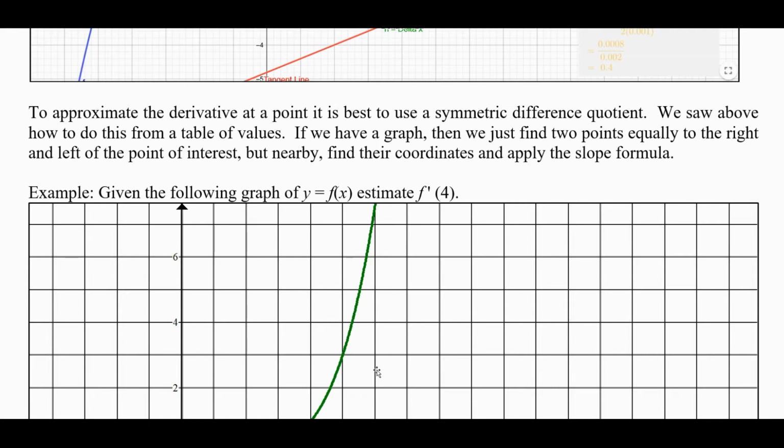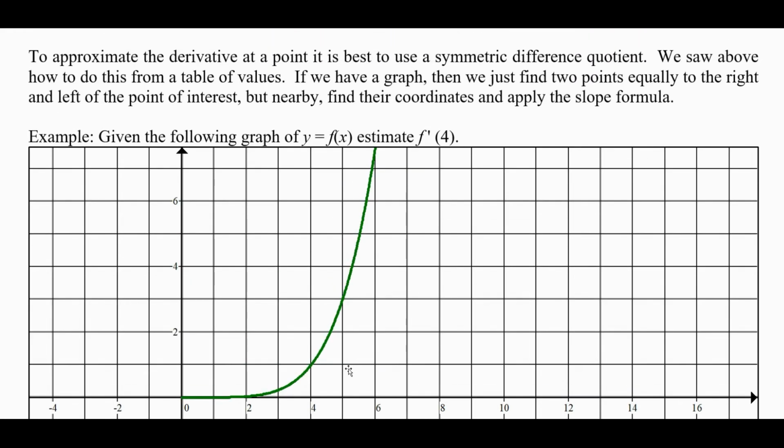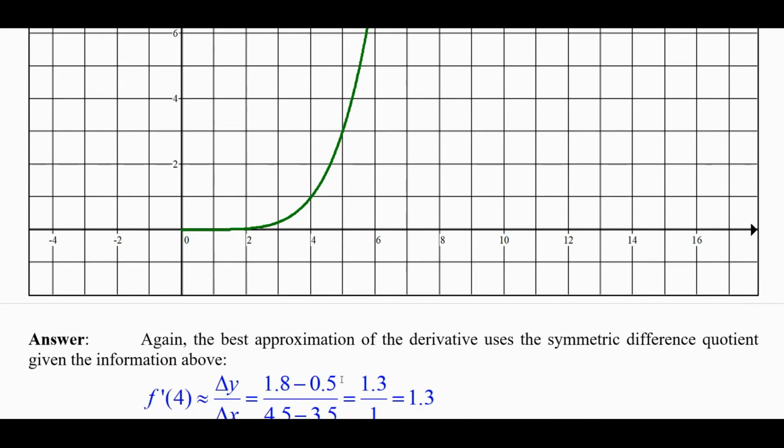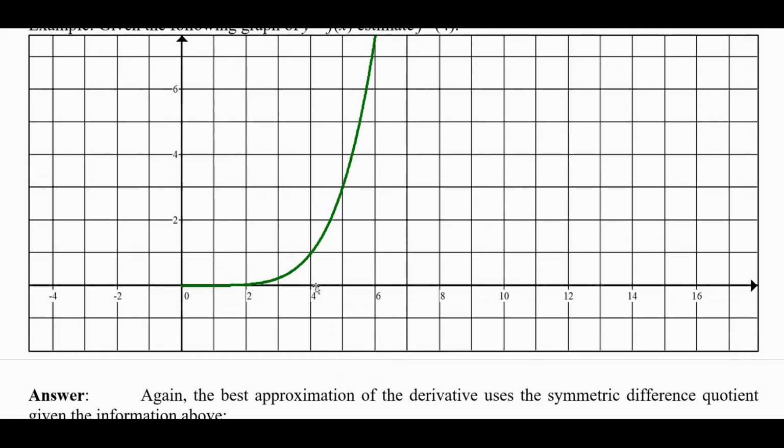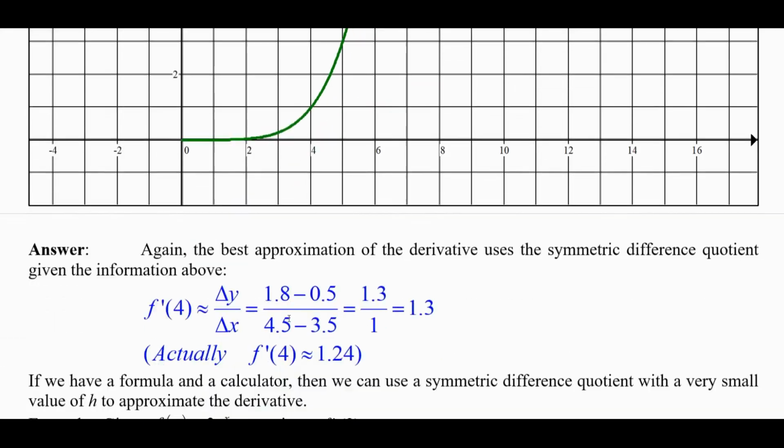So to approximate the derivative at a point, it's best to use the symmetric difference quotient. We saw how to do this from a table up above. If we have a graph, we just identify two points equally to the right and left of the point of interest, but nearby, find their coordinates, and apply the slope formula. So if we want to approximate f prime at 4, we can go a little bit to either side. Actually, I went halfway between the grid lines, to 4.5, and estimate the y value here. And I went to 3.5 and estimate the y value there. And then just do the slope.